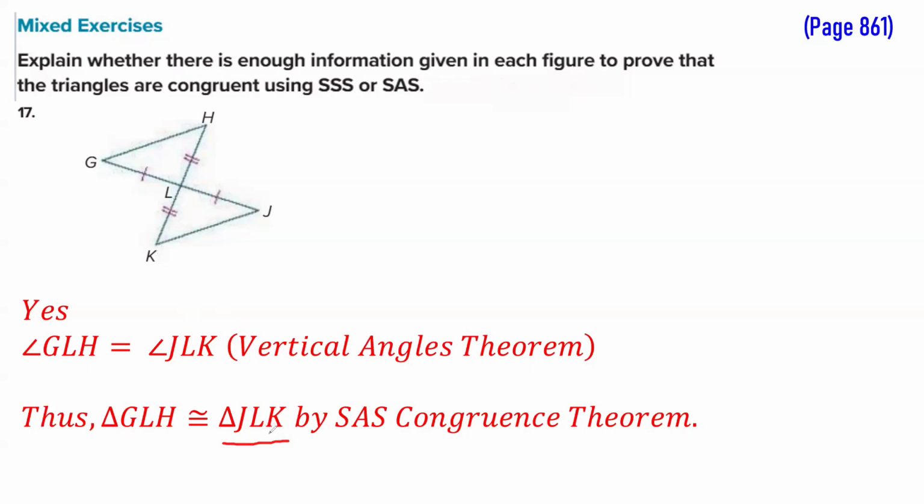So that order here is very important. I can directly identify that the angle G is congruent to the angle J. So again, keep in mind that the order here is very important. You need to write the congruence statement correct.